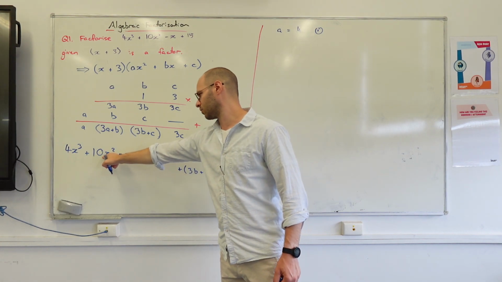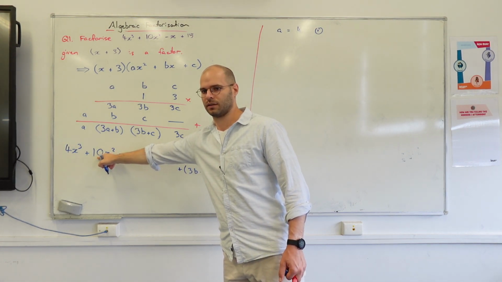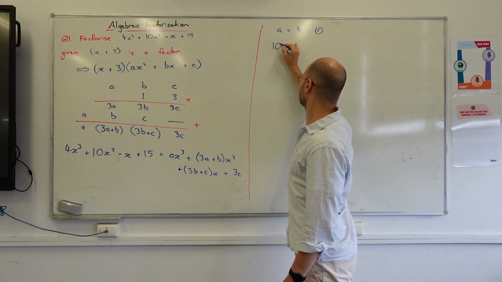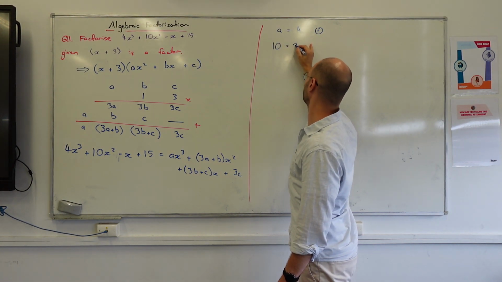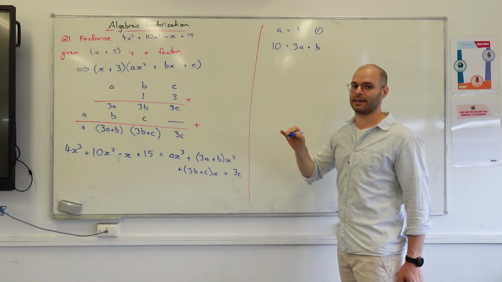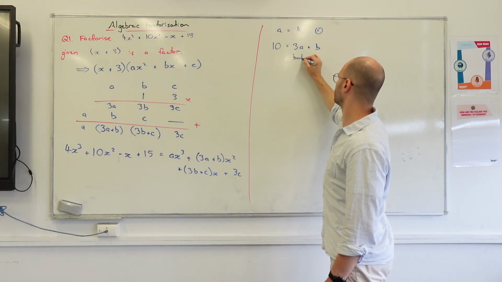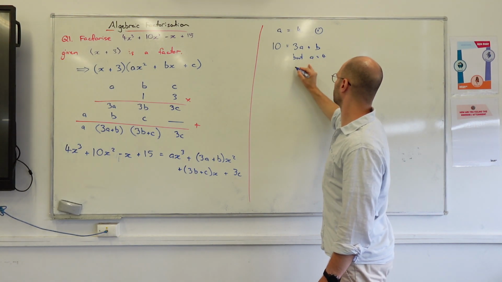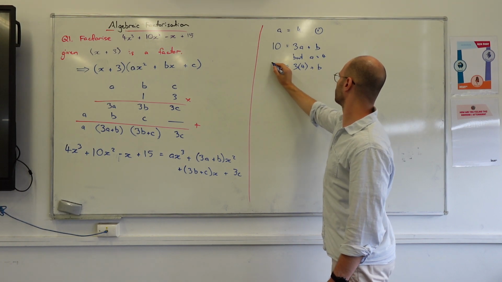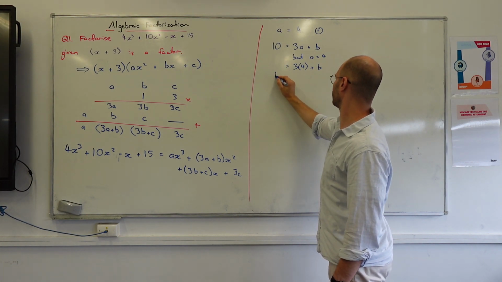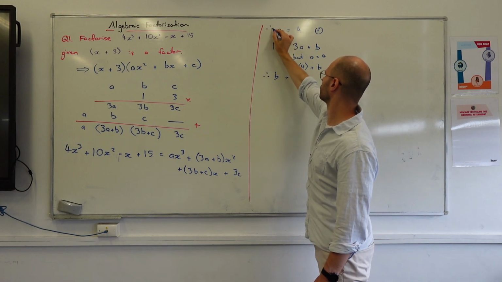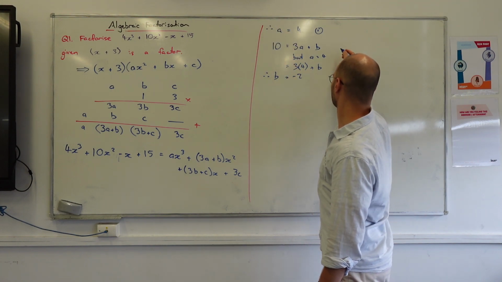What about the squared term? 10. So we know that 10 is going to be 3a plus b. But what do we know about a? 4. So b in this case is going to be minus 2. So that's your second clue.